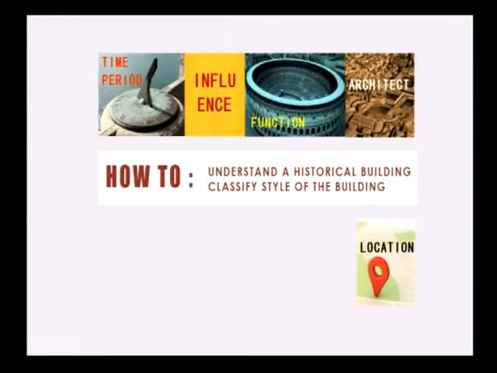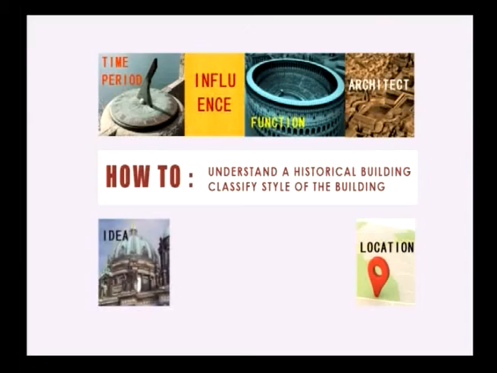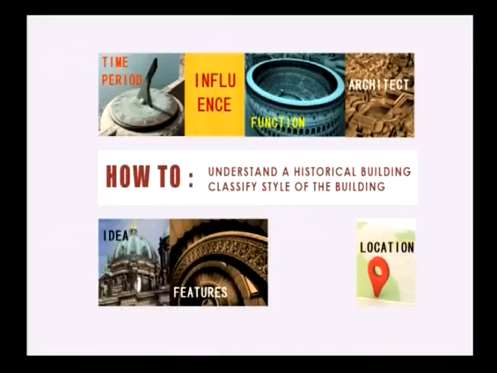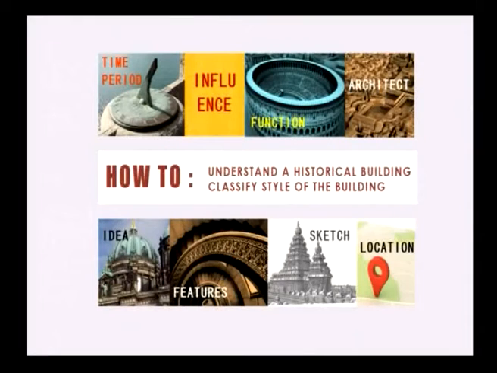Next, the function of the building. What was the building built for? Was it for recreation? Was it for religious purposes? Or was it just for the community to gather? Next, the idea or concept behind the building. Next, we have to look at the salient or iconic features of the building. This could be the ornamentation, or the way the openings are treated, or the way the roof is treated, or any particular piece that stands out in the building. And then we have to sketch these buildings to understand them better. Now, how to classify the style of the building?